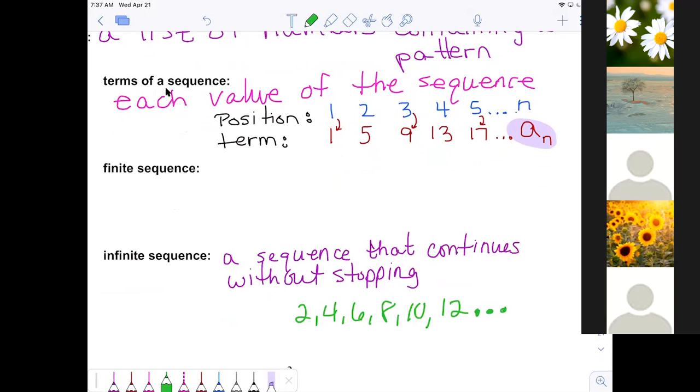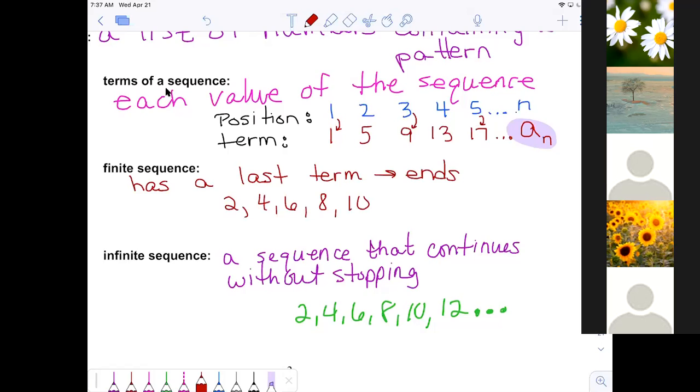So then a finite sequence, we say, has a last term, or you could say it ends. So maybe my sequence was just 2, 4, 6, 8, and 10. Notice the sequence is usually listed with commas in between the numbers. So it has a last term, it stops. An infinite sequence is going to go on forever.